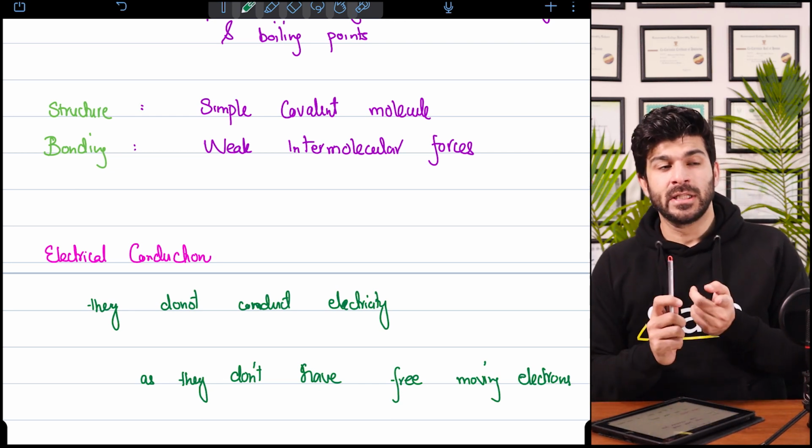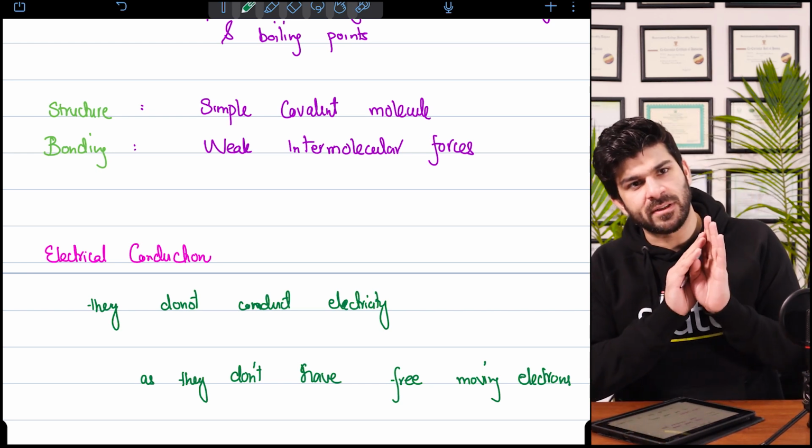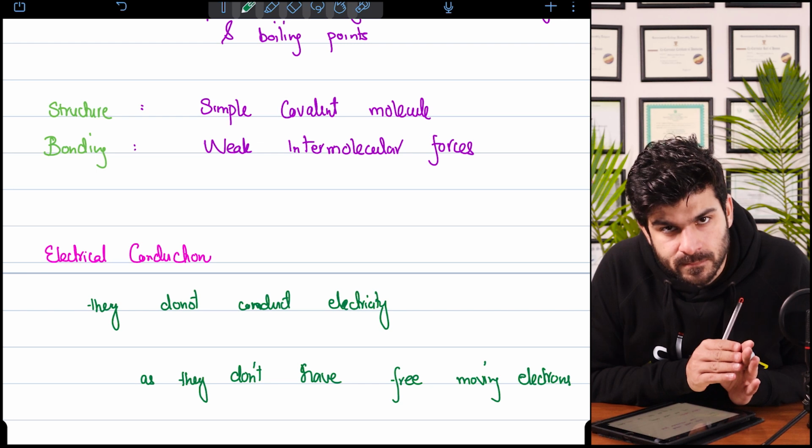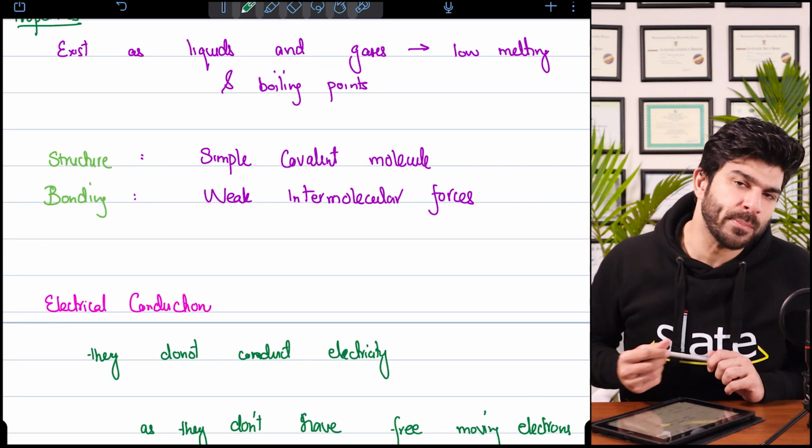In ionic, the electrical conduction was because of the ions. Here, normally, otherwise, it's because of the free moving electrons. But in the case of covalent, no electrical conduction and low melting and boiling point.